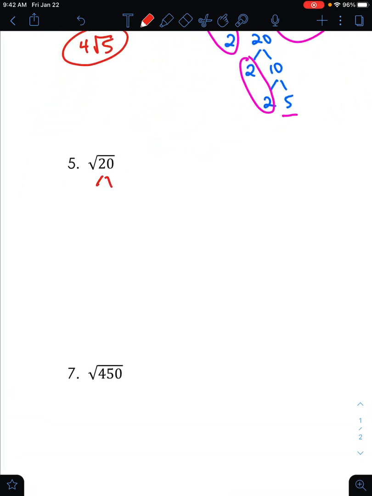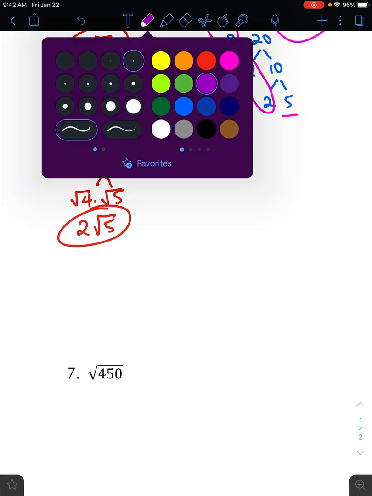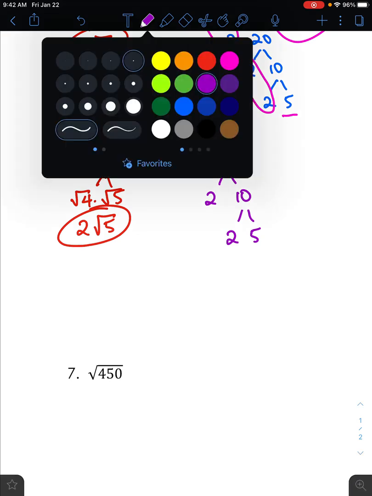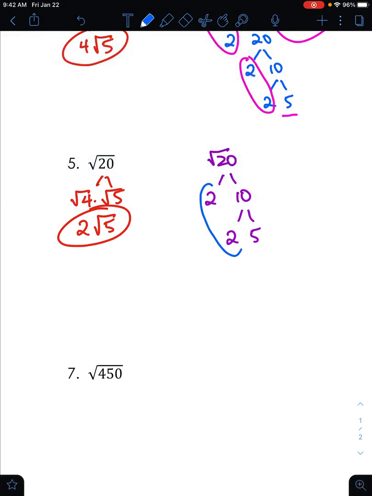Okay, 20, square root of 4 square root of 5. So 2 square root of 5. Okay, and if I do the factor tree method, 2 and 10. So I always start by dividing out by 2, 2 and 5. Okay, so I have here a pair of 2's. So that will just be a single 2 out of the radical. 5 is going to be staying under the radical. Okay, 2 square root of 5.